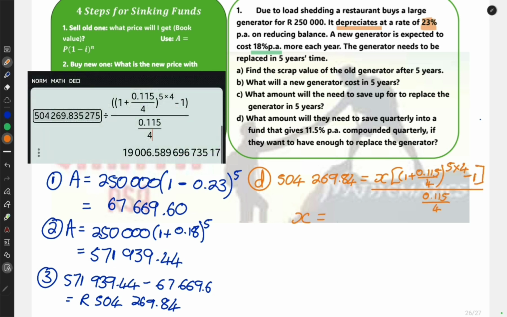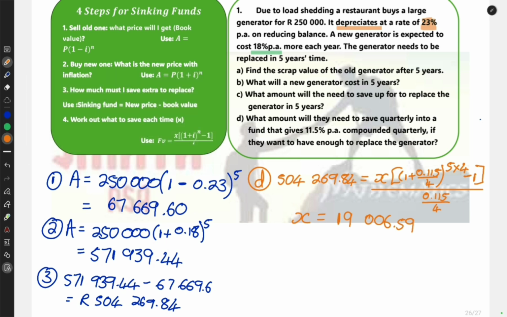According to my calculator, this company needs to save 19,006 Rand and 59 cents each quarter. And if they do that for 5 years, they will be able to replace their equipment. So that's sinking fund. In this question, they guided you nicely. They asked you the four questions separately.